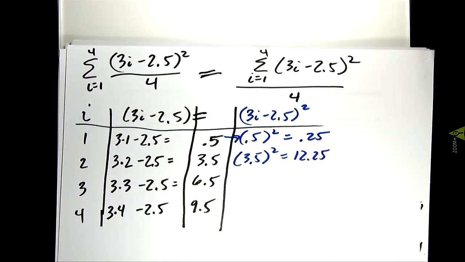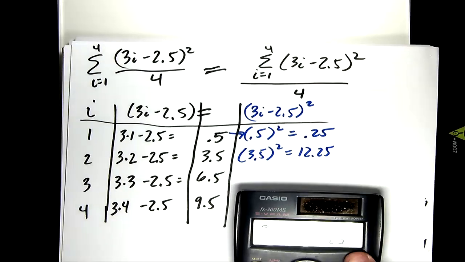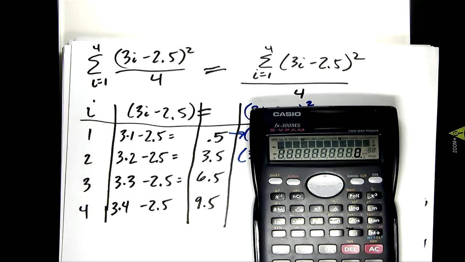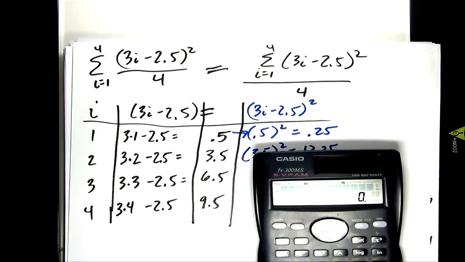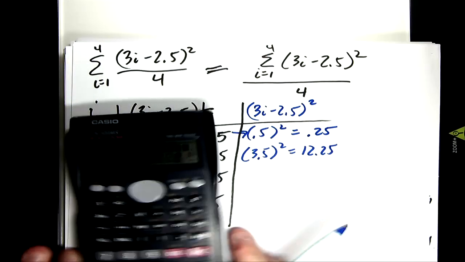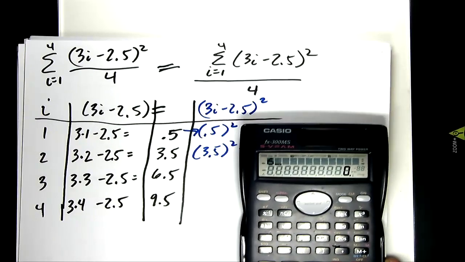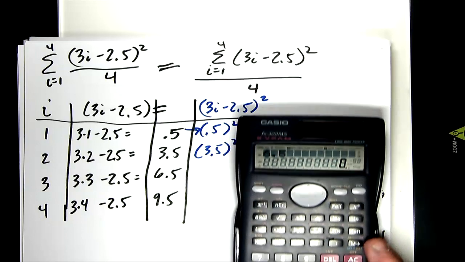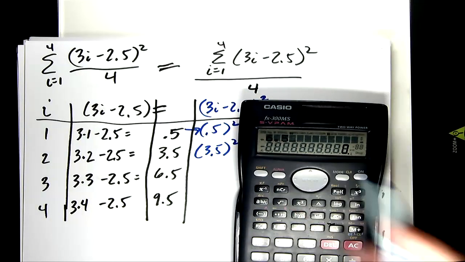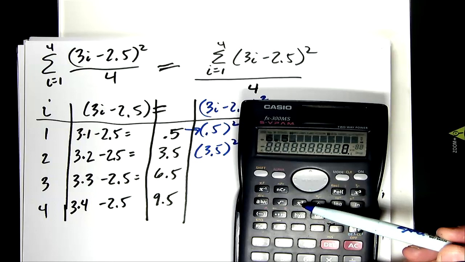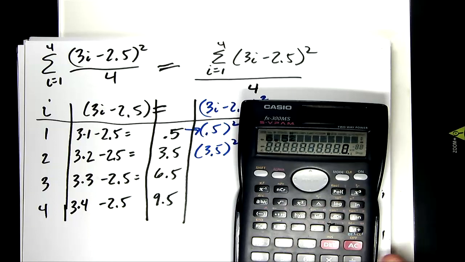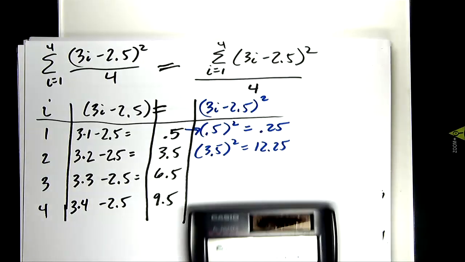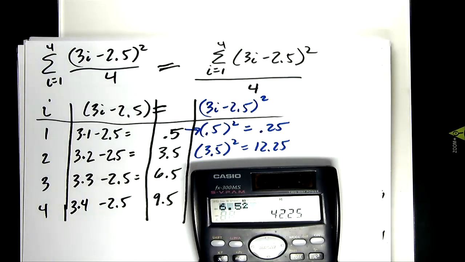How do you do it on the calculator? My calculator has a little square button. It's got a 2 up above it. The caret also works. The caret means do exponent. So for 6.5, you can actually see it over here. 6.5, and then my square key is right there, the x squared. And I square it and 42.25.